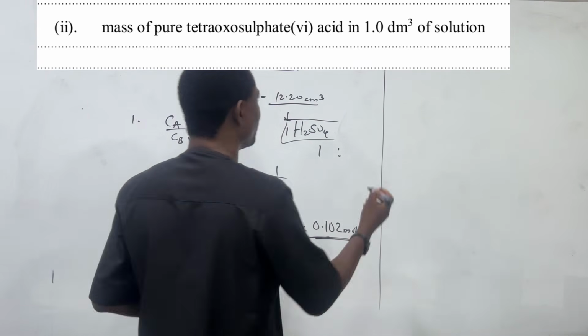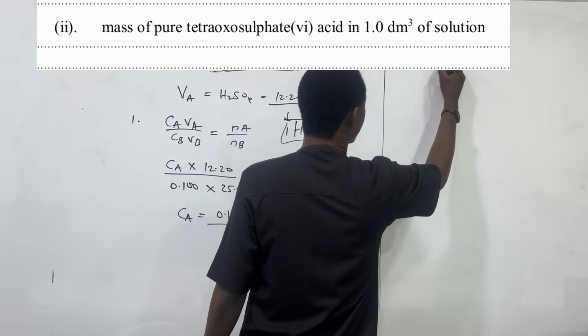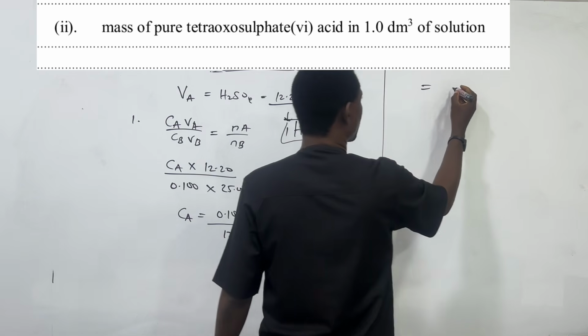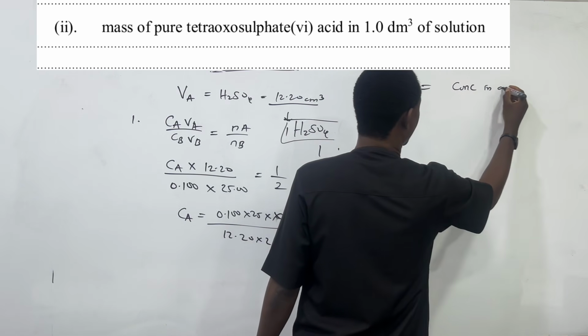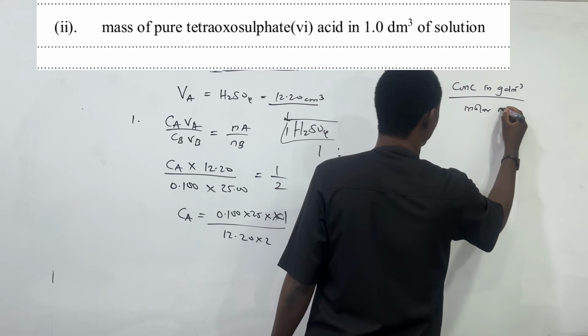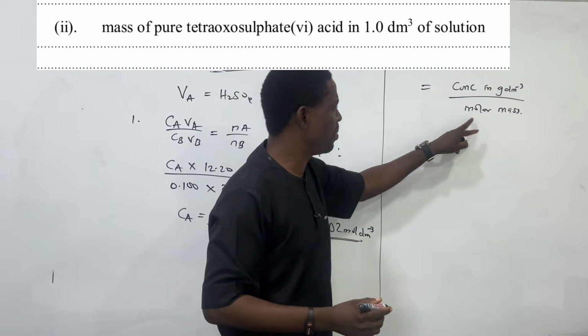So that is gram per dm³. So we're going to use this formula for the second one. Concentration in mole per dm³ equals concentration in gram per dm³ over molar mass. It's that simple. Concentration in mole per dm³ equals concentration in gram per dm³ over molar mass.